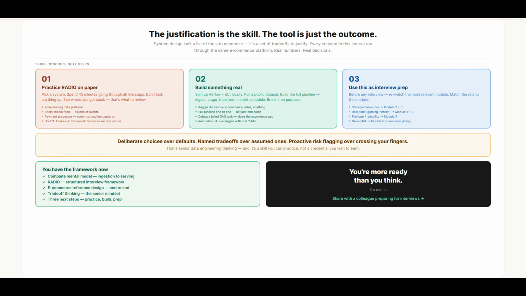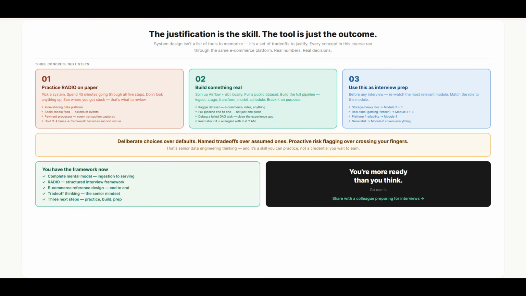Spend 45 minutes going through requirements, architecture, data model, infrastructure, observability. Don't look anything up. See where you get stuck. That's exactly what to review. Do it 3 or 4 times with different systems, and the framework becomes second nature.